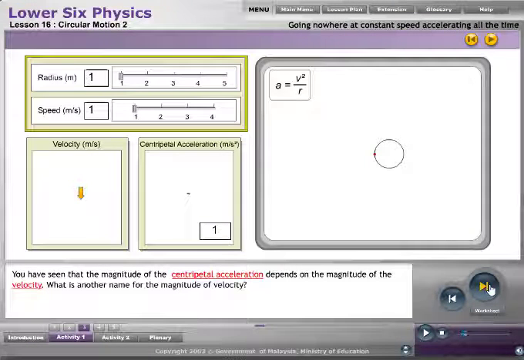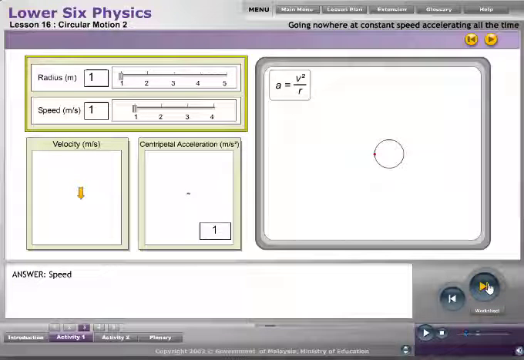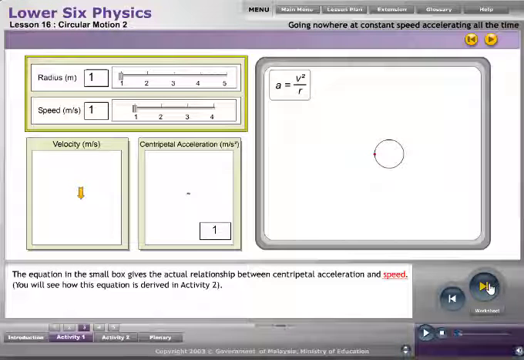You have seen that the magnitude of the centripetal acceleration depends on the magnitude of the velocity. What is another name for the magnitude of velocity? Answer: speed. The equation in the small box gives the actual relationship between centripetal acceleration and speed. You will see how this equation is derived in activity 2.